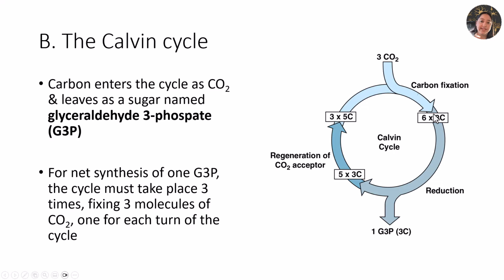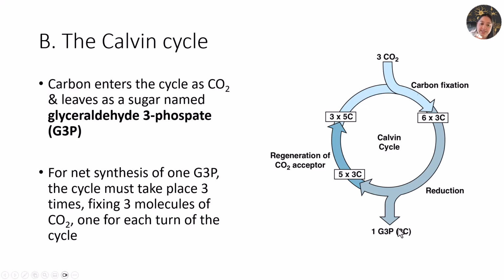So carbon enters the cycle as carbon dioxide. So the plants breathe in carbon dioxide. And then the carbon leaves as a sugar called glyceraldehyde 3-phosphate, or G3P, and that could be used to make glucose really easily. So that's what we're actually tracking.